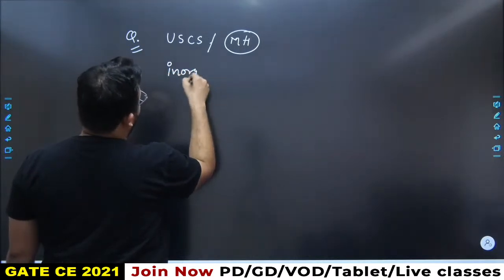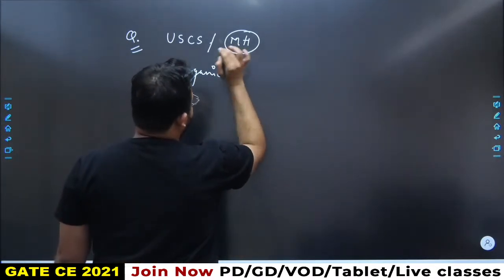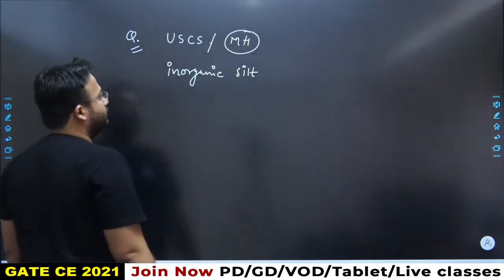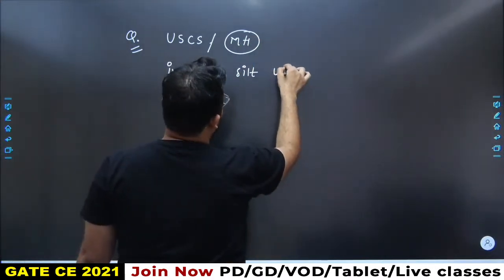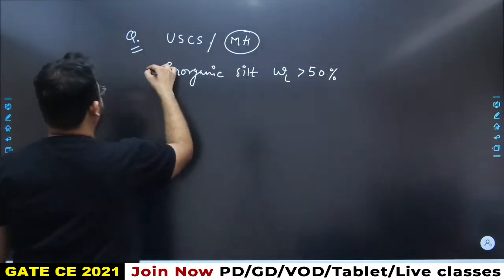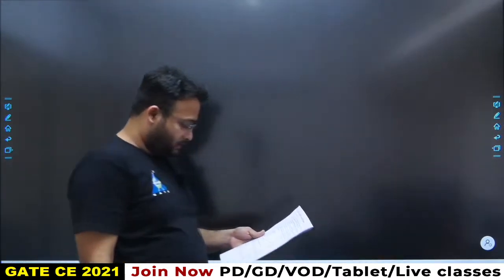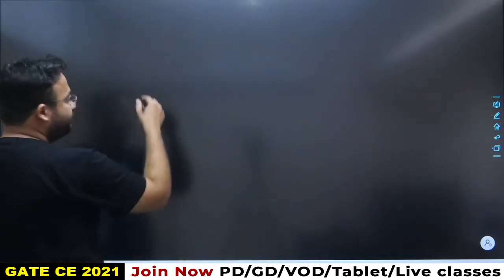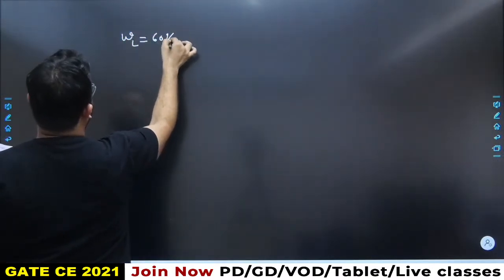It is inorganic highly compressible silt, meaning an inorganic silt. M we use for silt, and highly compressible means the liquid limit is greater than 50%. So this will be your answer for this particular question. Okay, the next question we have is for a lab investigation. In the lab we have a liquid limit of 60%.